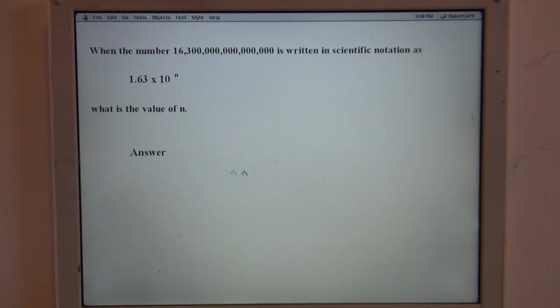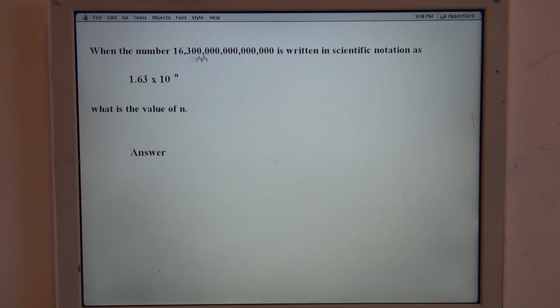Now, here is a very typical problem that I'm going to give you on the high school exit exam. When the number, and I think this may be 16,300,000,000,000 billion. I think that's what that number is. Let's see, thousands, millions, billions. No, maybe even higher than that. I don't even know how to read that number.